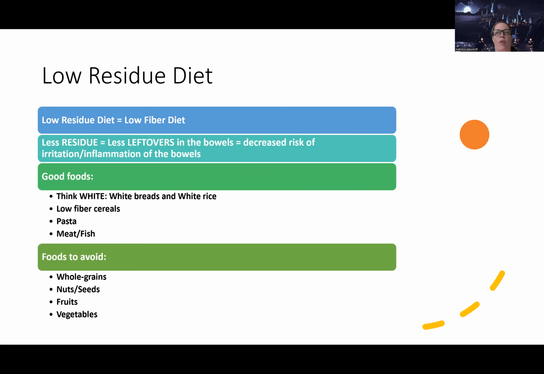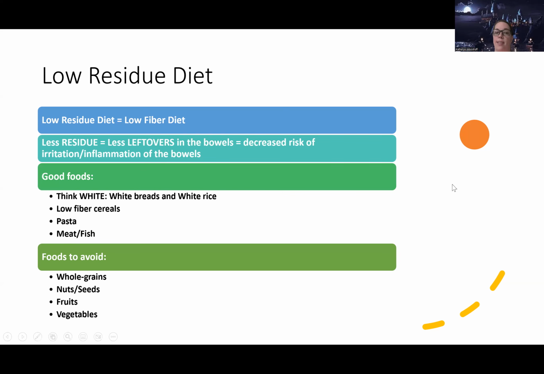Things that you want to think about are any of the white products like white breads, white rice, cereals, especially low fiber cereals. Things like pasta, meat, and fish, like protein is going to be good. Whereas things we want to avoid are going to be whole grains, nuts and seeds, fruits, and vegetables, as these are going to hang around and can cause irritation.